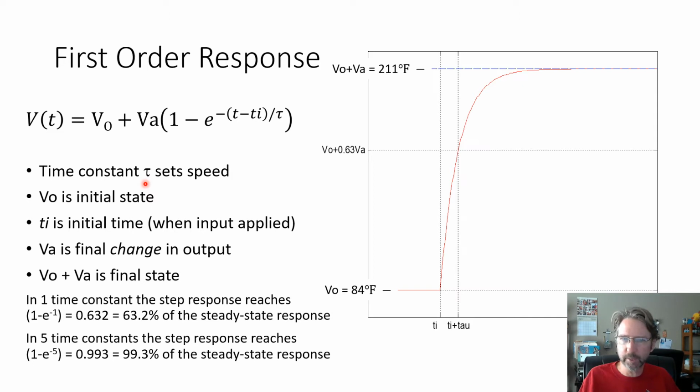So in one time constant, the change from here to here, we reach 63%. That's 1 minus e to the negative 1, because we have t over tau up here. So in one time constant, we have negative tau over tau, e to the negative 1 in that equation. So 63.2%. So at one time constant, we're 63% of the way there. By 5 time constants, we're at 99.3%. So steady state to some significant figures anyway.